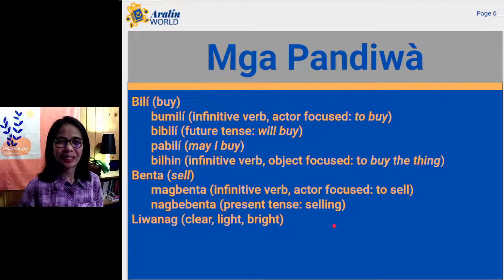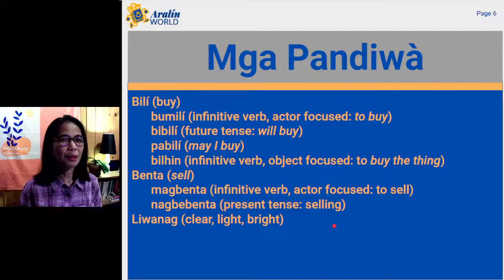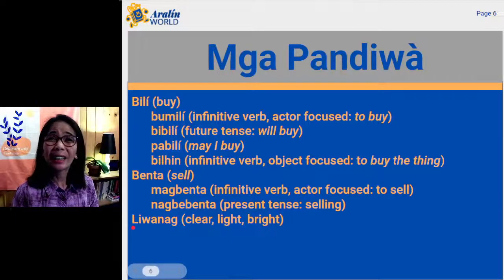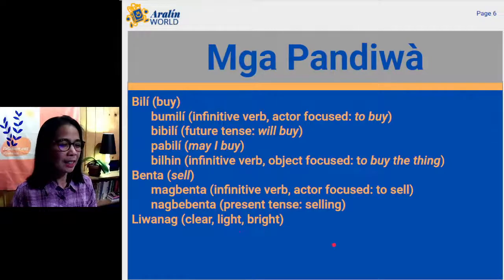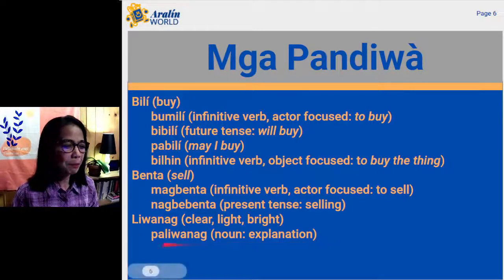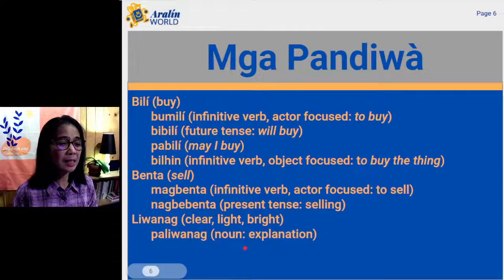Another root word that is very important for us to know today because of our conversation. Let me give you the word liwanag. Liwanag means clear, or it also means light, or it means bright. Liwanag. Okay, and let's have the word paliwanag with prefix pa from the word liwanag, paliwanag. Paliwanag means explanation, and it's a noun.